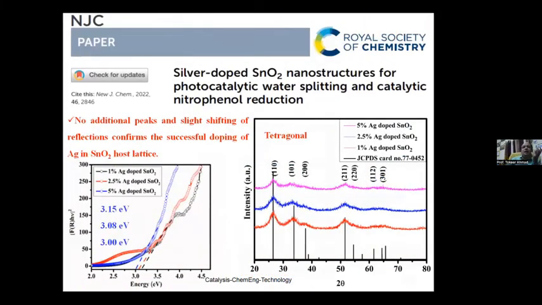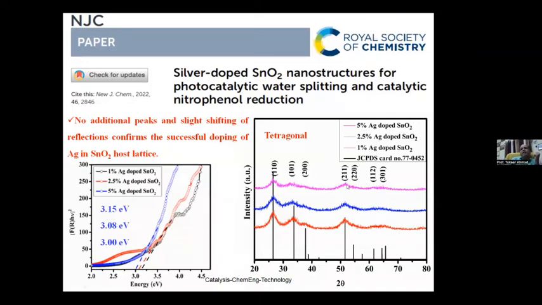We recently published a paper. We prepared silver doped SnO2 nanostructures using the hydrothermal assembly, and we applied this material for photocatalytic water splitting and nitrophenol detection.